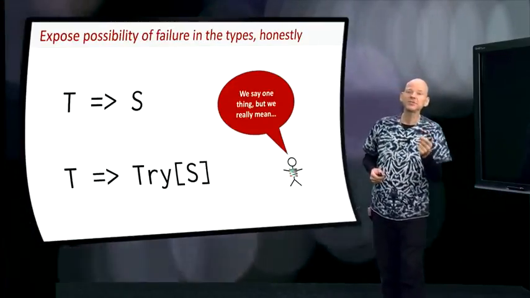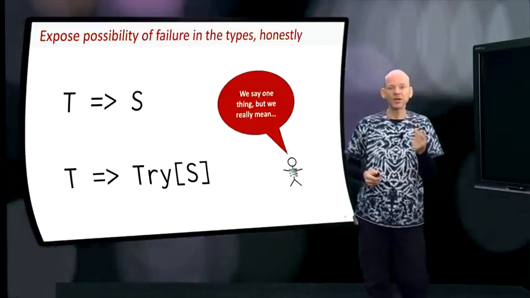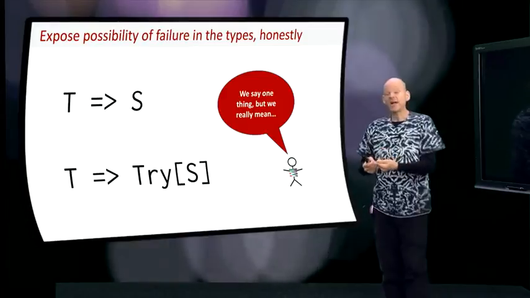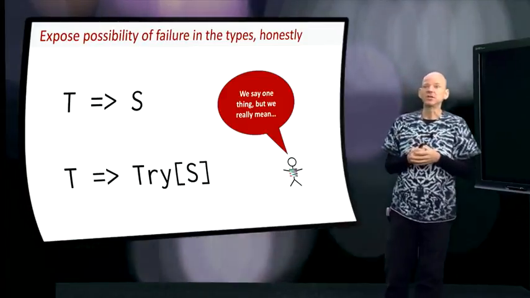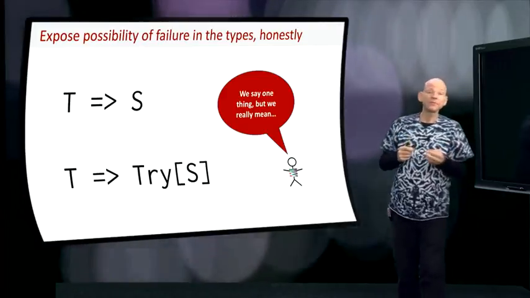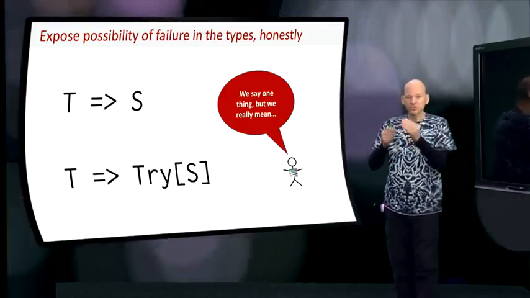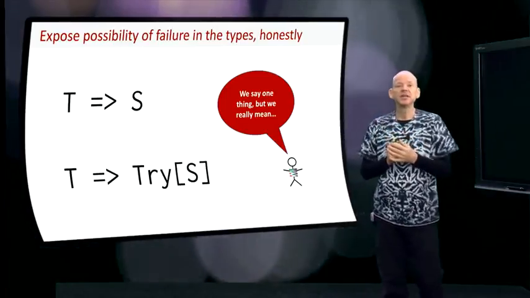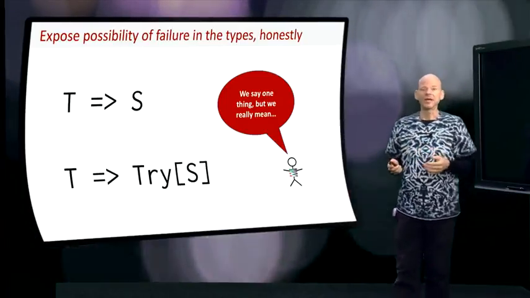So what we really need to do to make the types honest is to expose in the type the fact that things can go wrong. So instead of having a function from T to S, we want to have a function from T to Try[S], where now in the type we can see that this function might fail.